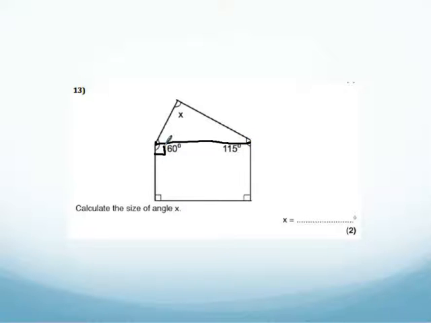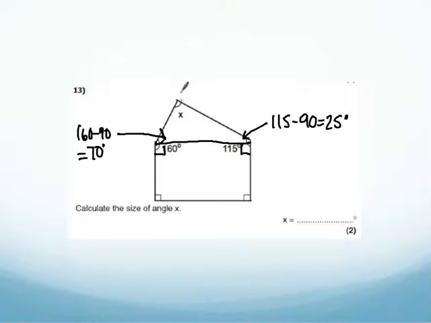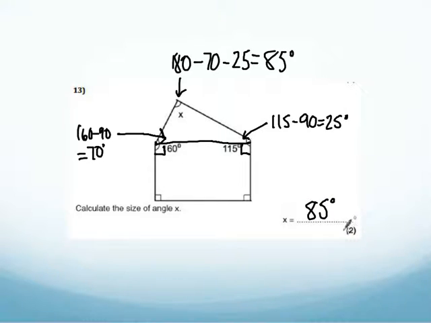Now what that means is that this is a right angle and this is a right angle. And so this angle here is now 160 minus 90, so it's equal to 70 degrees. And this angle here, similarly, is 115 minus the 90 degrees in the right angle, which is 25 degrees. So in order to find X, we're going to do 180, take away the two angles at the bottom of the triangle, which we now know, which are 70 and 25, and we get an answer of 85 degrees. Okay, and 2 marks there, remember, you're going to get some marks for the working along the way.